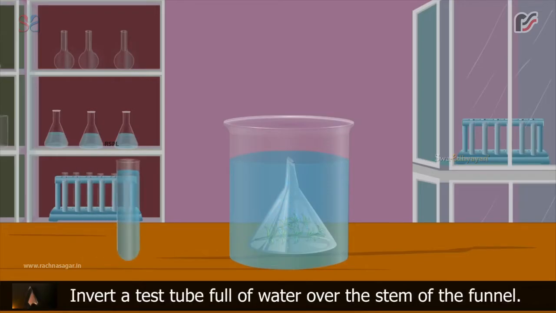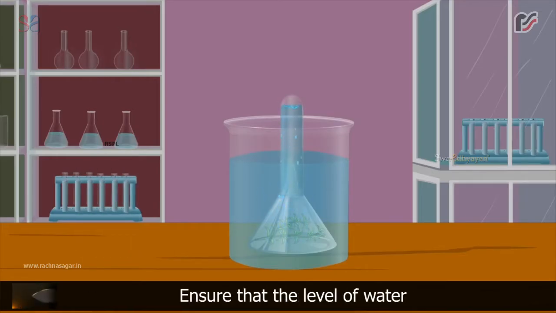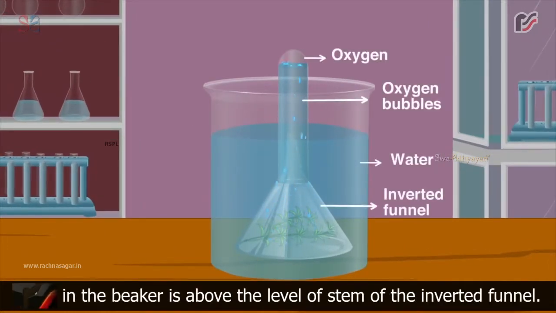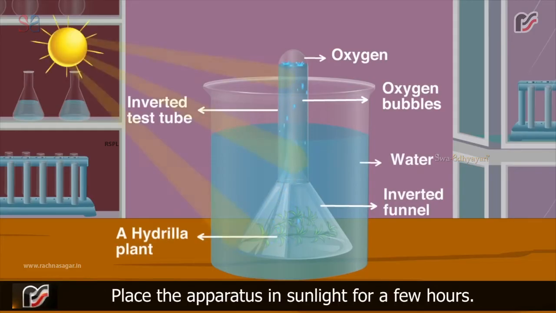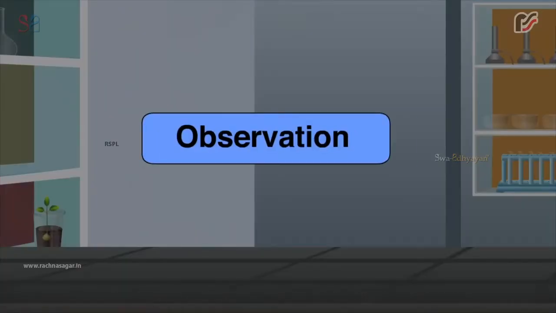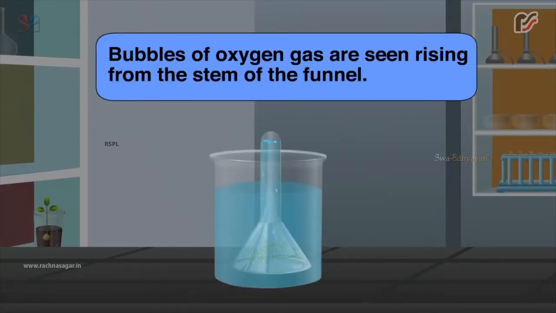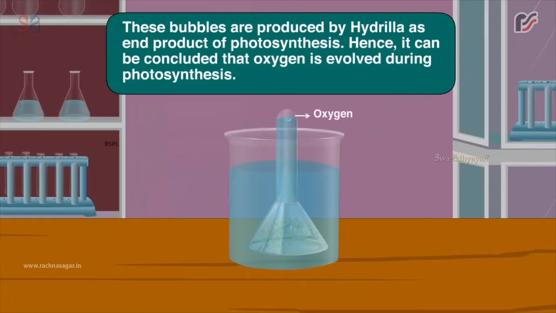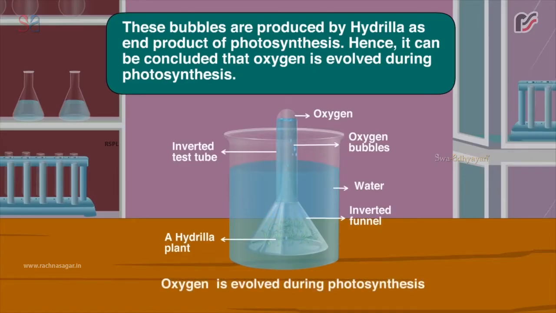Invert a test tube full of water over the stem of the funnel. Ensure that the level of water in the beaker is above the level of the stem of the inverted funnel. Place the apparatus in sunlight for a few hours. Observation: bubbles of oxygen gas are seen rising from the stem of the funnel. Conclusion: these bubbles are produced by hydrilla as an end product of photosynthesis. Hence, it can be concluded that oxygen is evolved during photosynthesis.